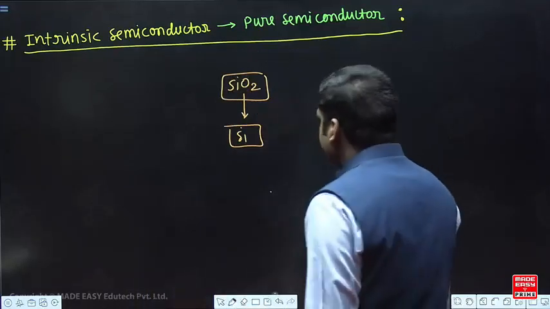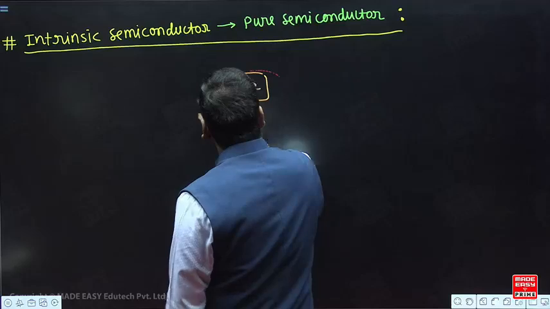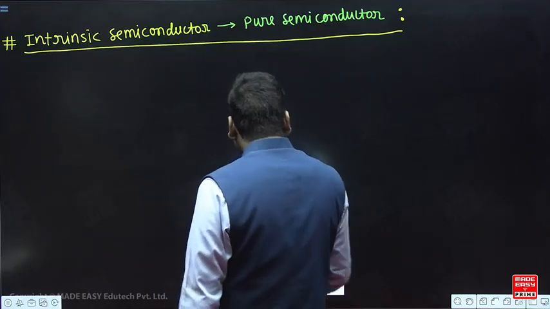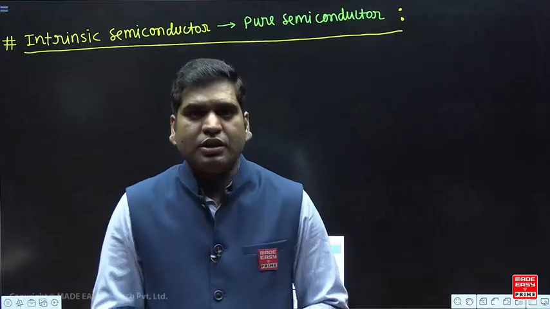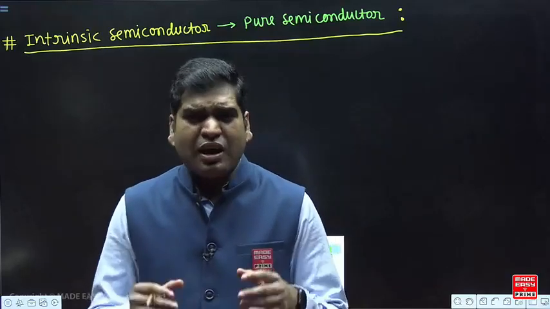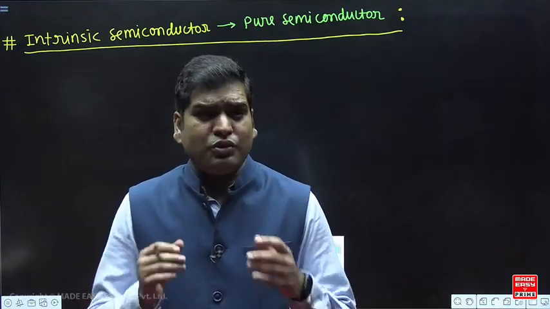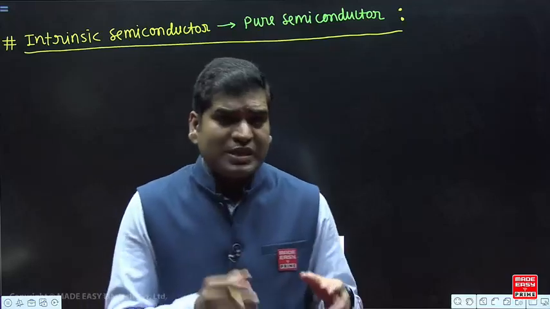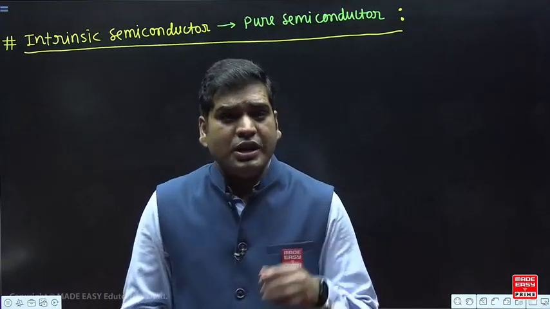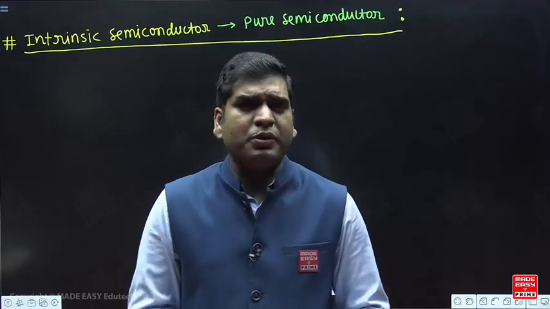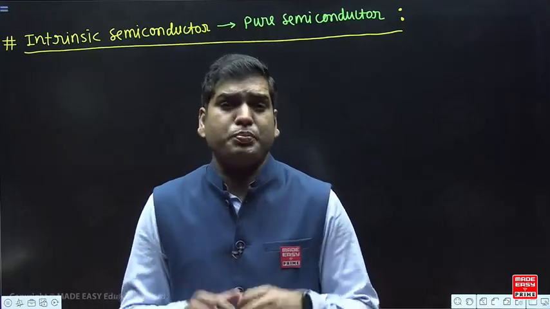Now we are talking about intrinsic semiconductor. Intrinsic means pure semiconductor. So a semiconductor in its purest form is known as intrinsic semiconductor. But कोई भी semiconductor क्या 100% purify किया जा सकता है? No, it's not practically possible. So we say that out of 100 million parts of semiconductor, if there is less than 1 part of impurity, then the material is known as pure.